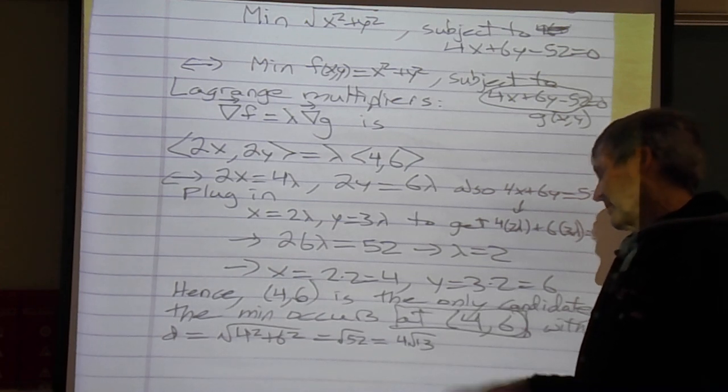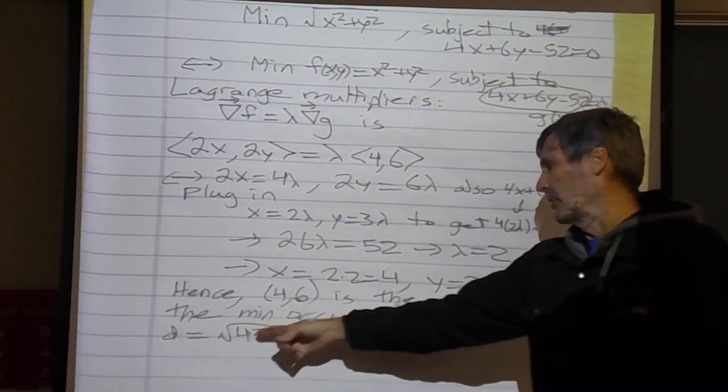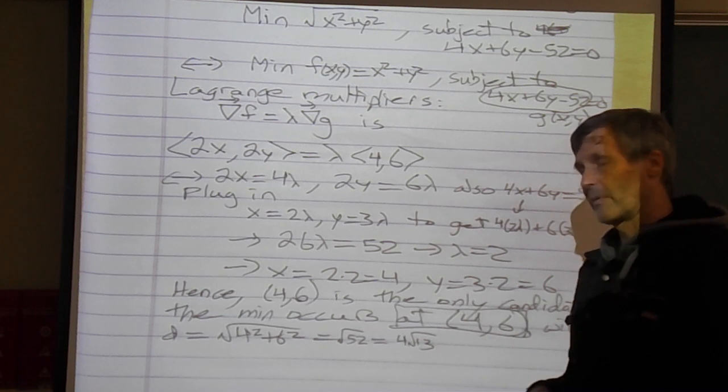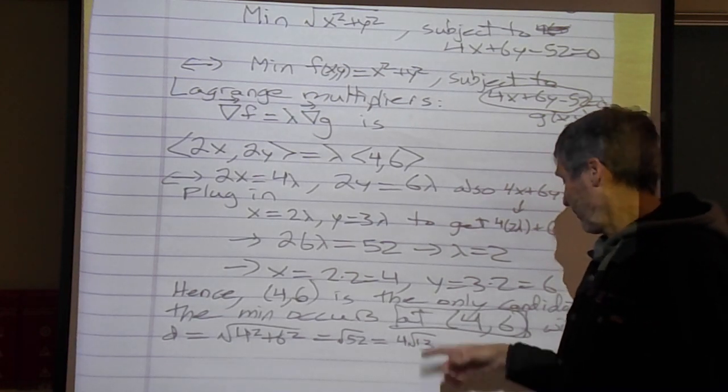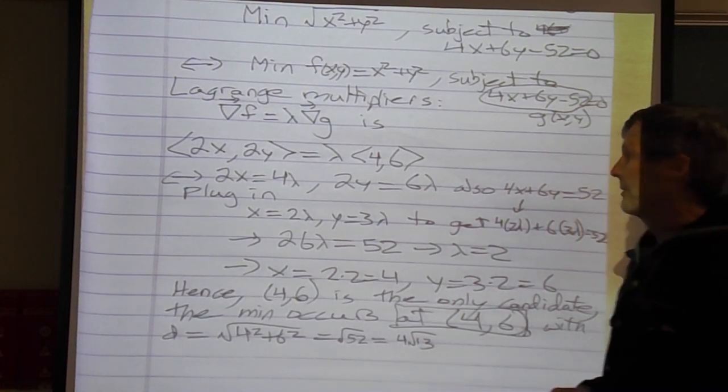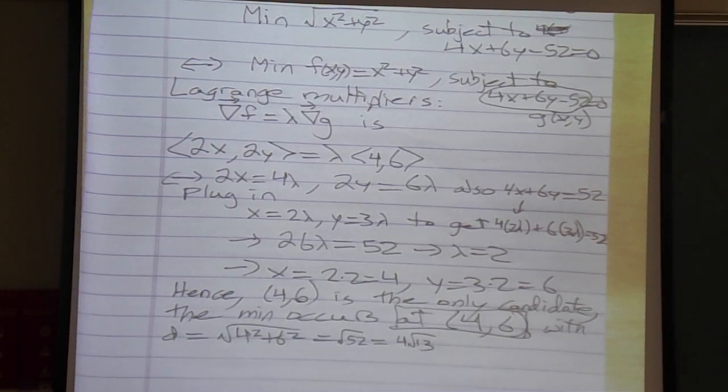All right, so then the distance from the origin, you just plug this in, the square root of 4 squared plus 6 squared, says it's 2 square root 13 units from the origin. Close as you get.